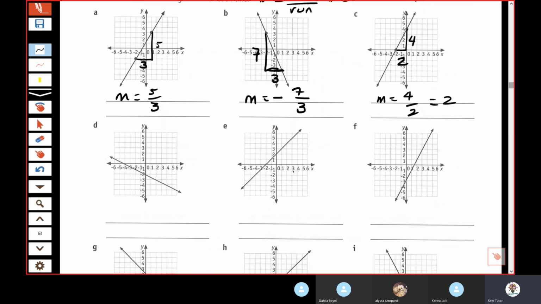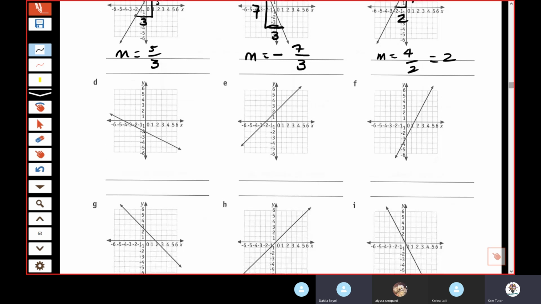Okay, next one. What's my rise here? From here to here. Well, my rise is 2, not -2, 2. My run is 4. So my gradient is rise over run, but it's sloped to the left, so it's negative 2/4. That becomes negative a half when we simplify.